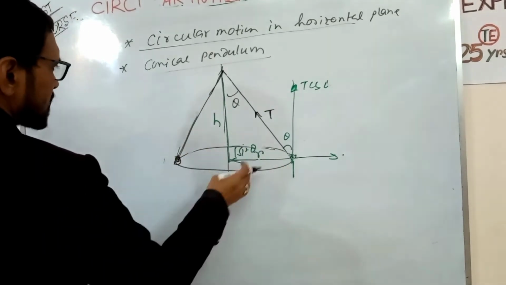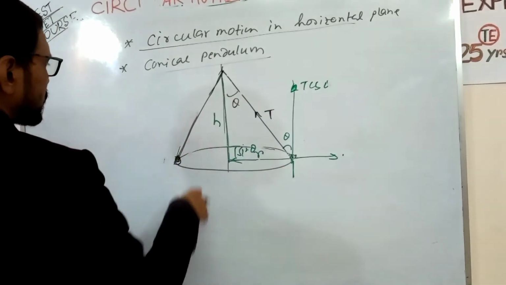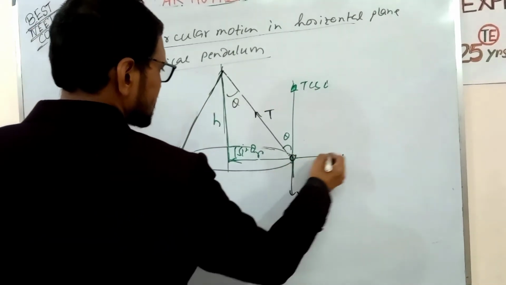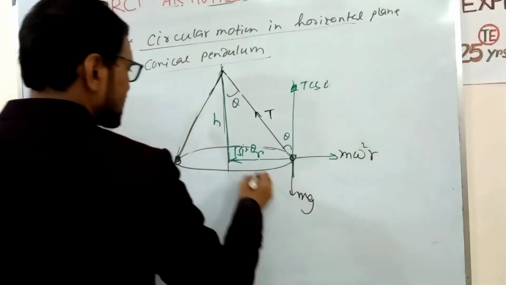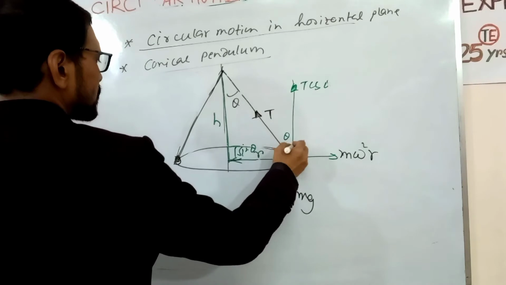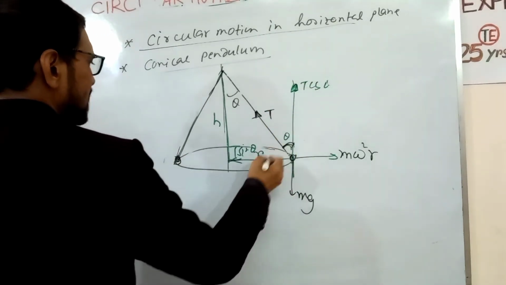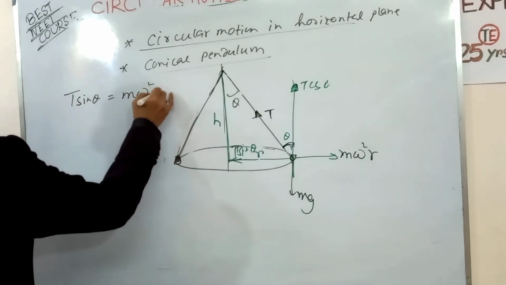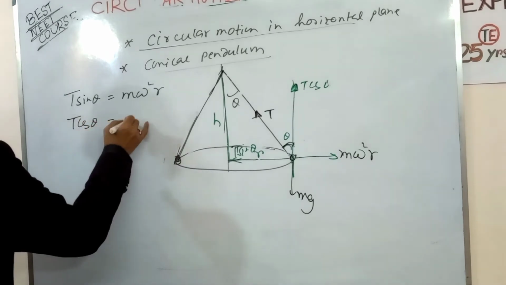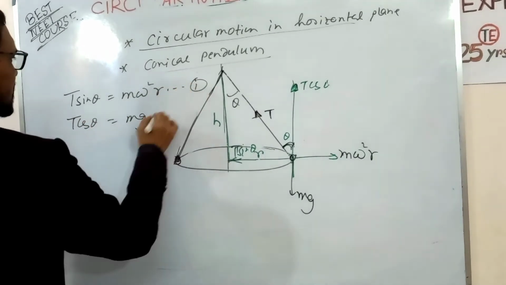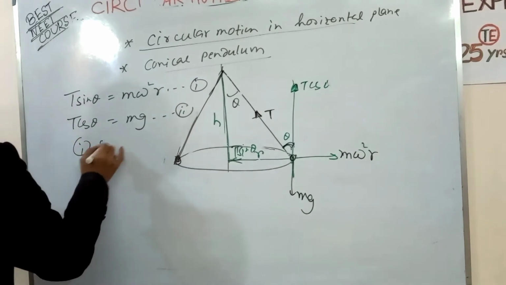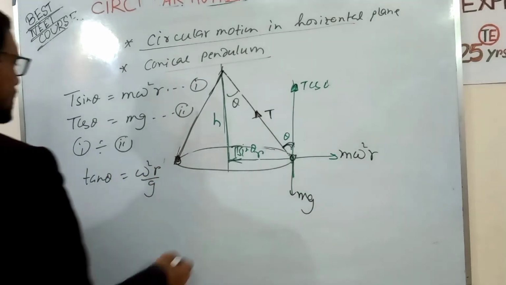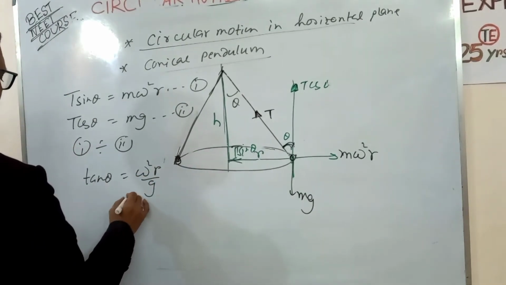So when the particle rotates in a horizontal plane in the form of a conical pendulum, the different forces acting on the particle are: weight acts in this direction, centrifugal force acts in this direction, and the tension has components t cos theta and t sin theta, because this is theta. So t sin theta balances the centrifugal force which is m omega square r, and t cos theta balances the weight. Dividing 1 by 2, we get tan theta equal to omega square r by g.